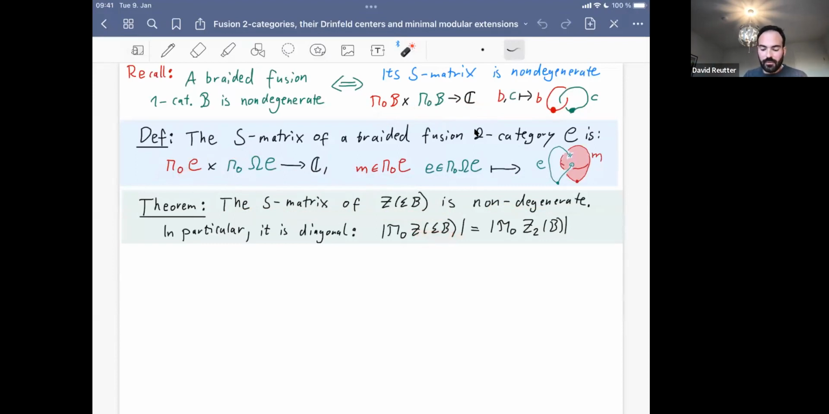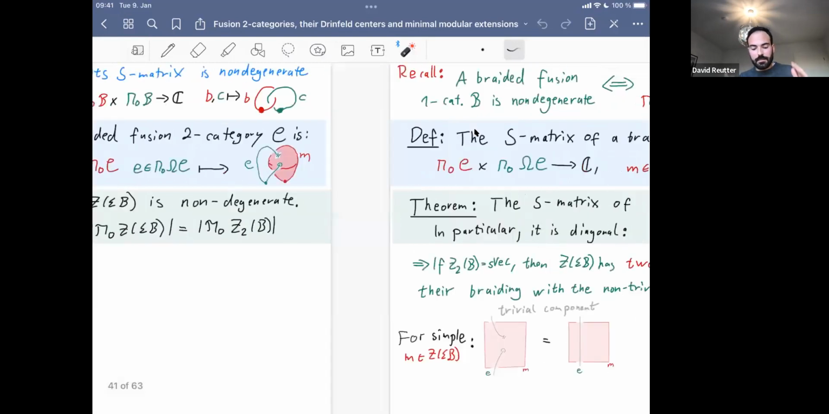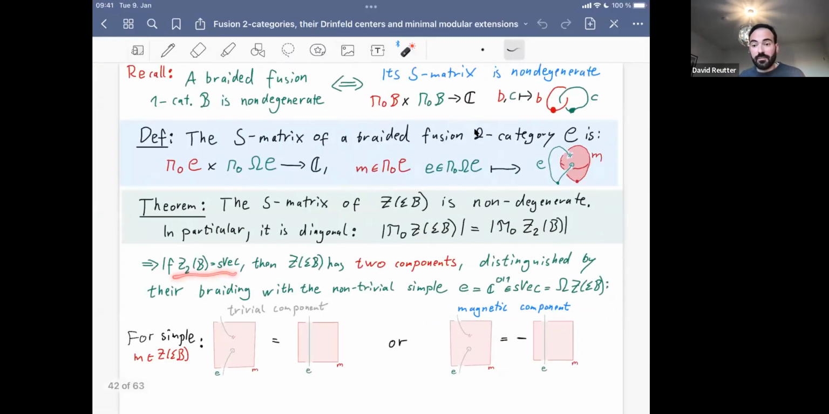Whereas this set, right, recall that loops of set of sigma b is just a Müger center. So this is now just a set of isomorphism classes of simple objects in the Müger center of b. So I know that set of sigma b has as many components as the Müger center of b has simple objects. And in particular, if the Müger center of b is just a category of super vector spaces, that means that set of sigma b has precisely two components.